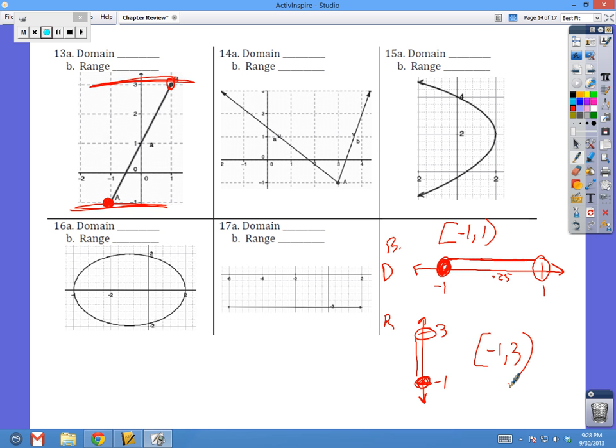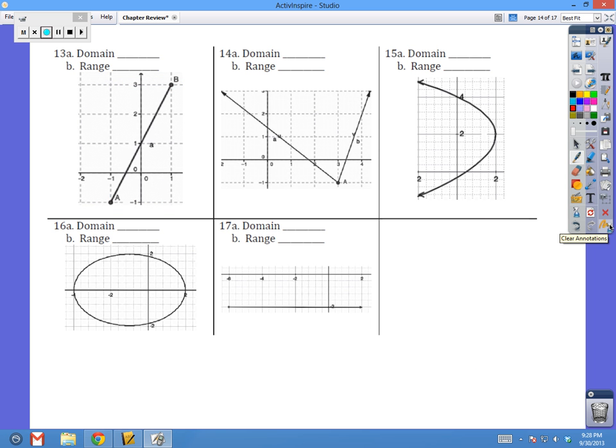Okay, I'm not going to do all of them, let's do one more. Let's look at 15. Your x-axis, your domain is going to be, so how far from here to here?